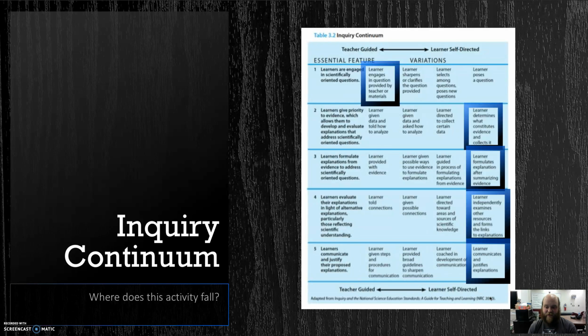Learner formulates the explanation after summarizing evidence. So we came up with what the explanation was. Did it work? Did it not work? We examined other resources on our own. So I went and found more information to see if I was on the right track. And then we are communicating it and justifying what we're saying on our own. We weren't given any instruction for any of that stuff, and that's the power of what we do.